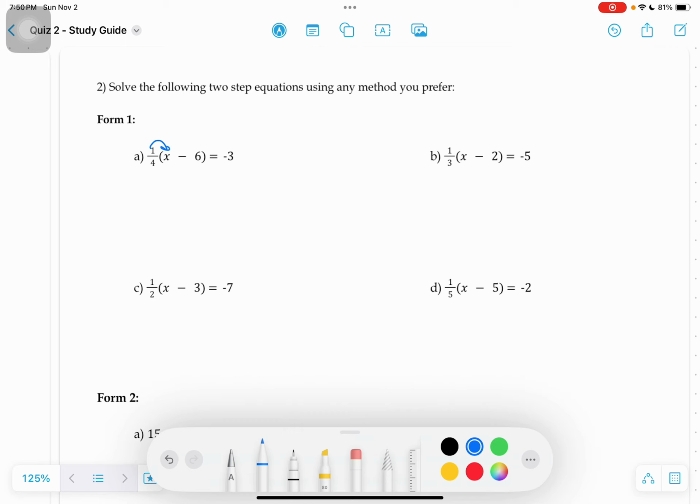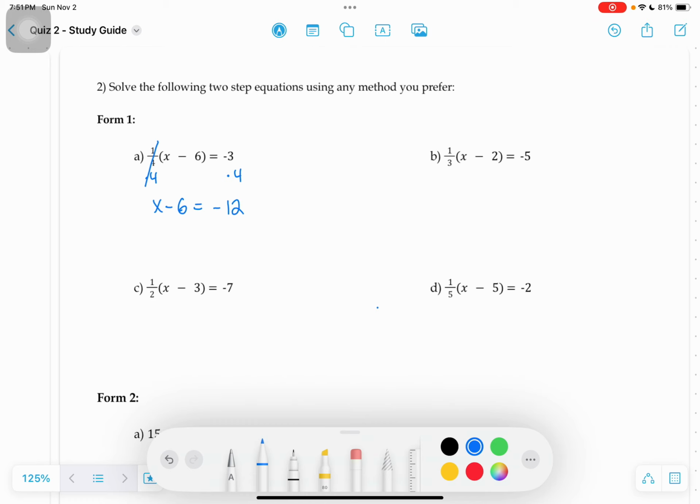We can either distribute, or we can do the opposite, the inverse operation to both sides. It would be difficult to distribute a fraction, so let's try the inverse operation. Times 4, times 4. 4 times 1/4 is just 1, so it cancels out. X minus 6. On the other side, -3 times 4 is -12.